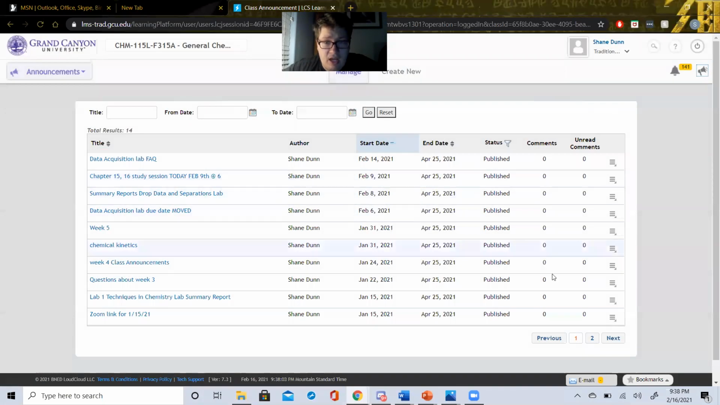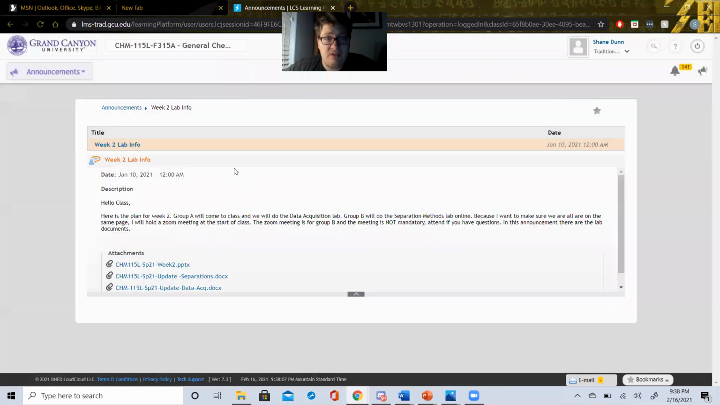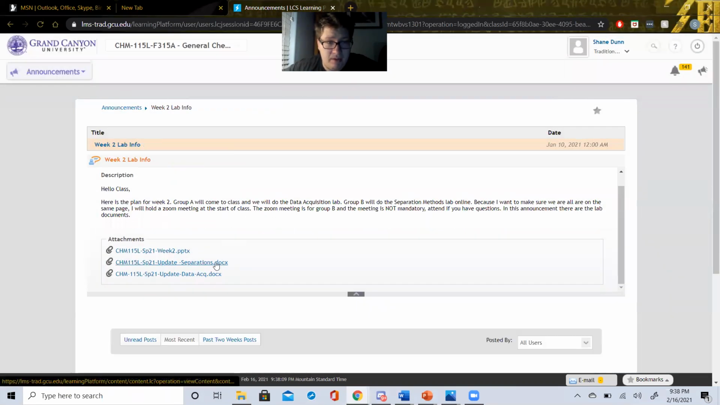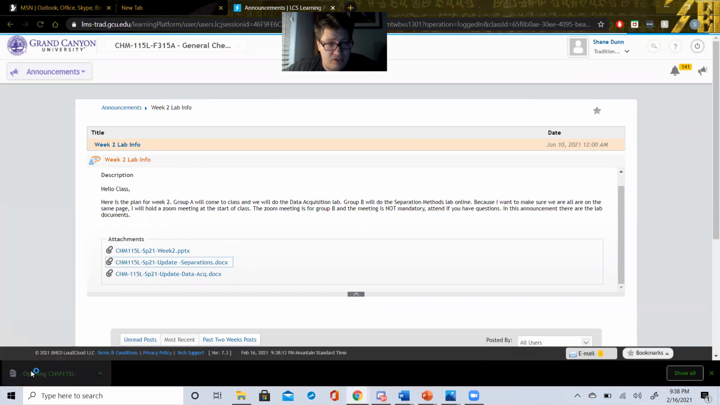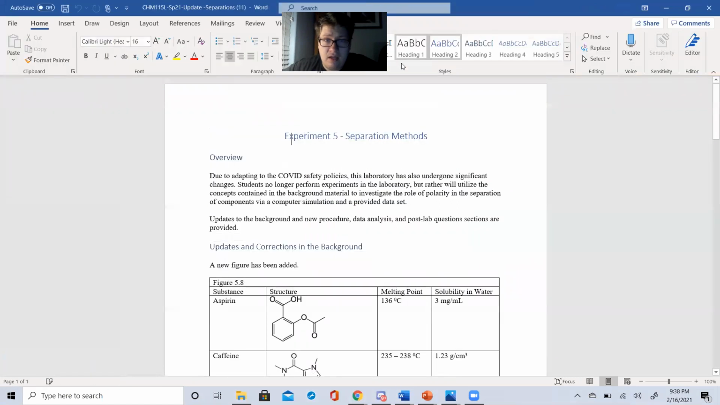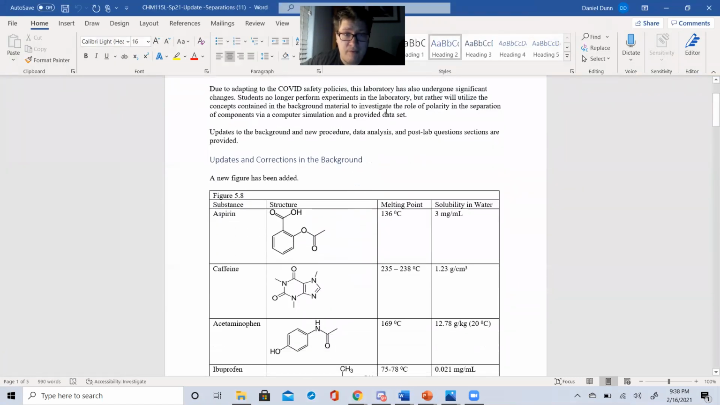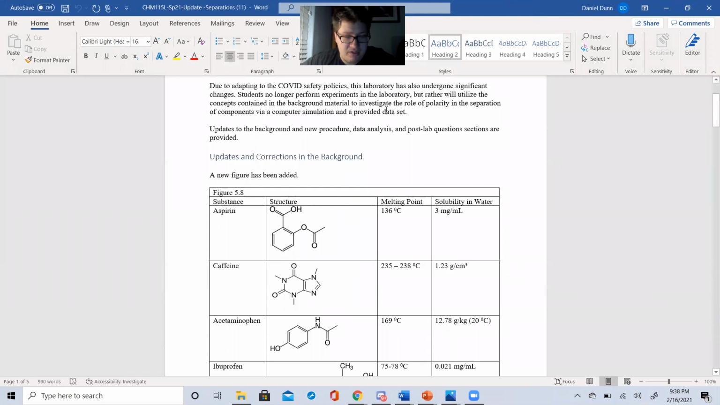Next, you need to go back and find the actual lab procedures. This will be found all the way back in week 2, because it's been about a month since we've done this lab. Here's the updated separations lab. Now, if it's your first time looking at it, that's not good. If you've done this lab before, that's great. You can just copy your notes over. If you haven't, I'll show what's going on with this lab and what to do.